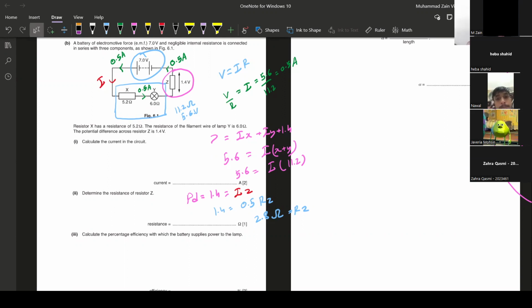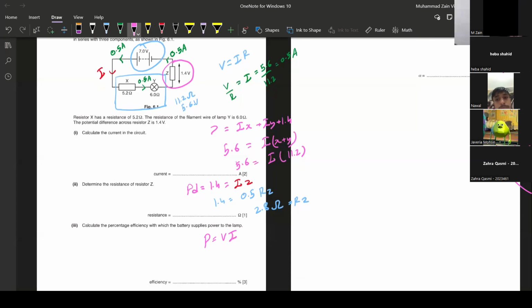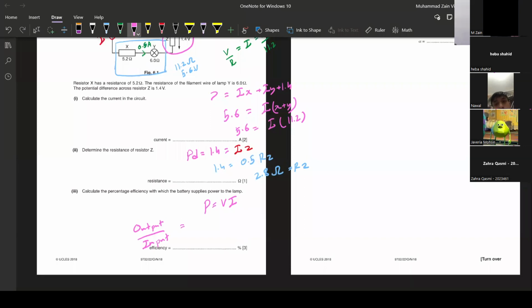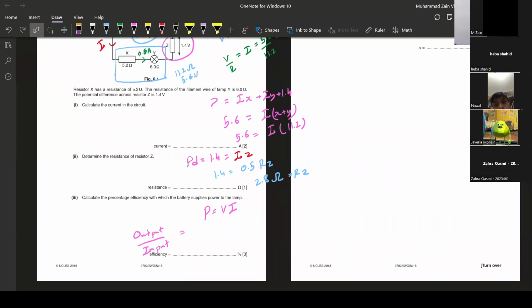V squared divided by R. I don't know what you're referring to, but the formula I know is power equals V times I. So that's the formula for power. Now I need to find the efficiency, which is output divided by input. Output divided by input. So output power is the power across the lamp.